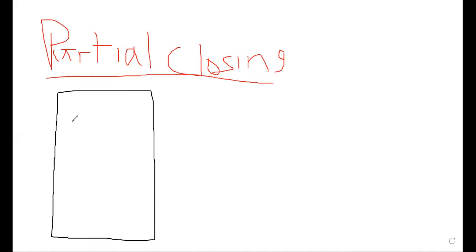On MetaTrader 4, this is exactly what you will see. You will see something like this. And around there, you see a lot size. Let's say I'm using a lot size of 0.05. I talked about lot size yesterday.